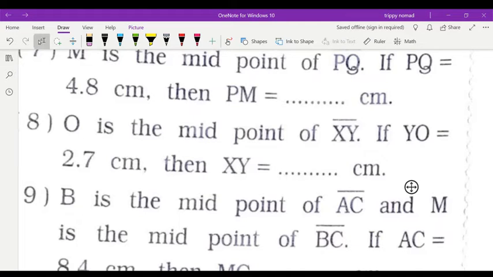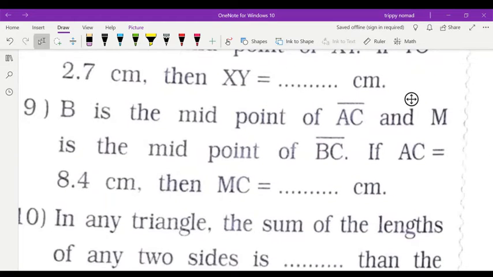Here they have not given the complete length of XY. They have given the length of YO, which is half of XY, because point O is the midpoint of XY. That means if YO is equal to 2.7, then if you add the other 2.7, you will get the complete length of XY. 2.7 plus 2.7, what will you get by adding both the lengths? You will get 5.4 centimeter. Understood, children? Now we are proceeding to question number 9.